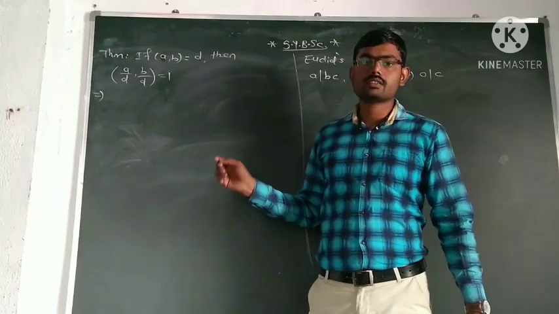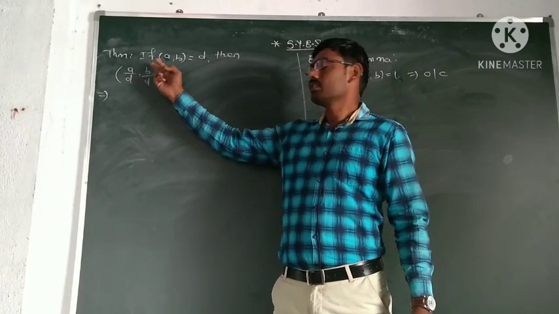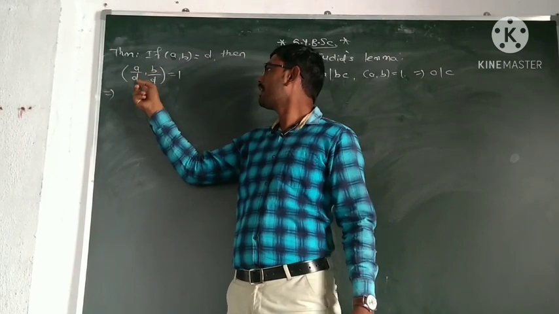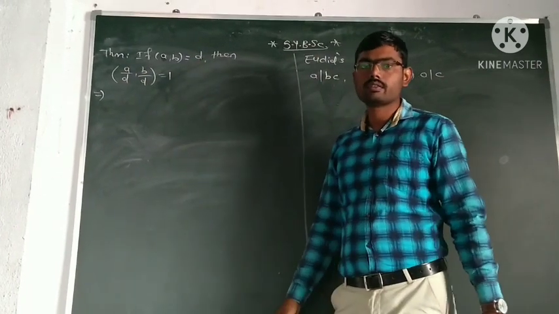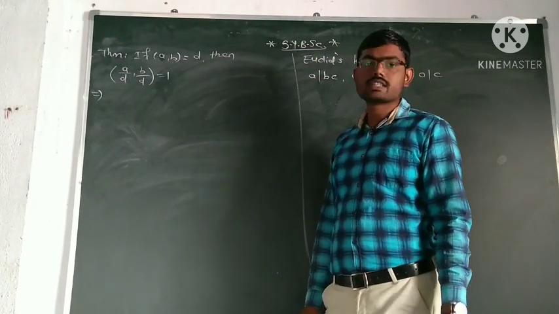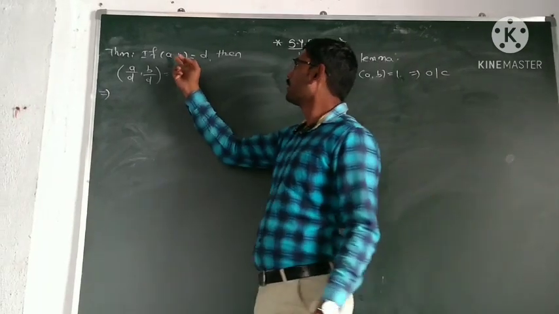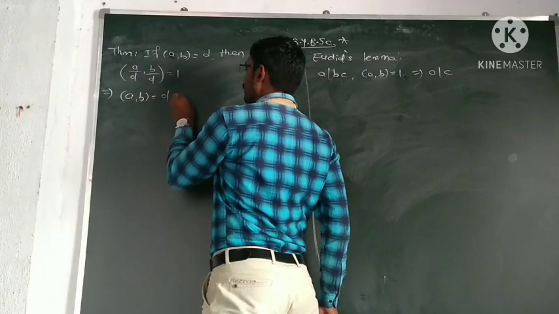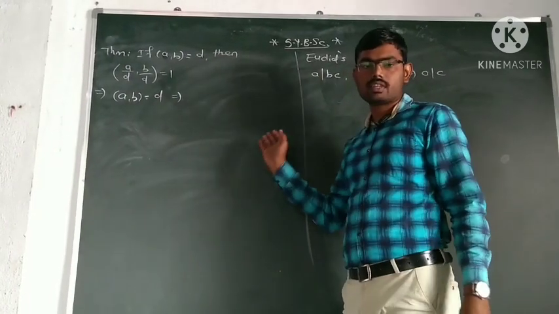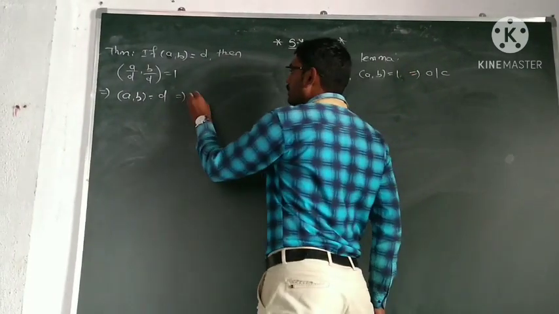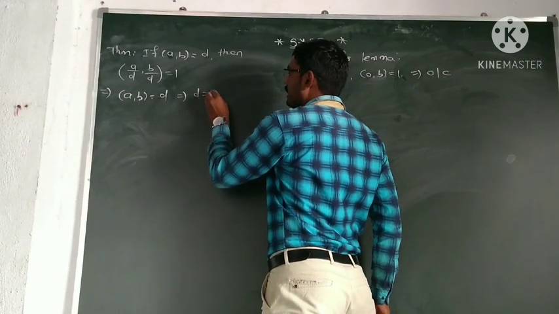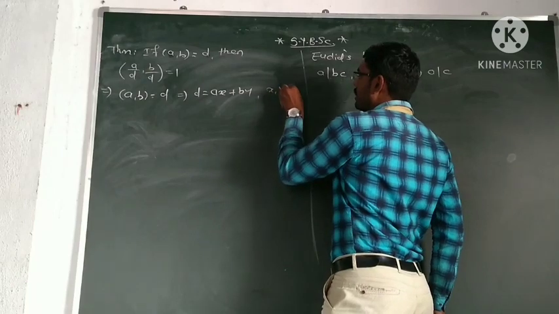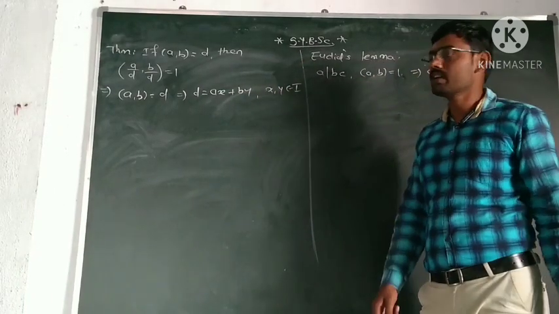Next theorem: if GCD of A and B is D, then GCD of A by D and B by D is equal to 1. The proof is very simple. We are given GCD of A and B is equal to D. So by the earlier theorem or remark, we know there are integers x and y such that D is equal to ax plus by, where x and y exist.